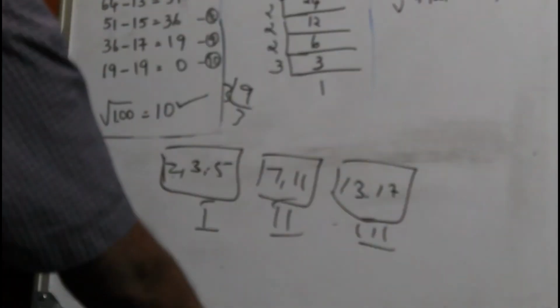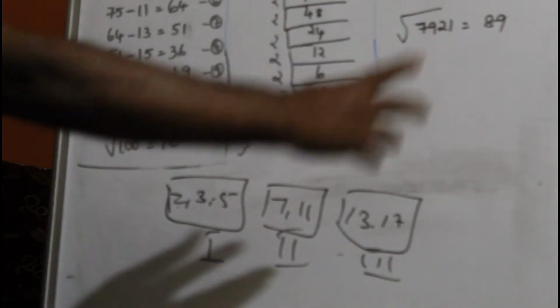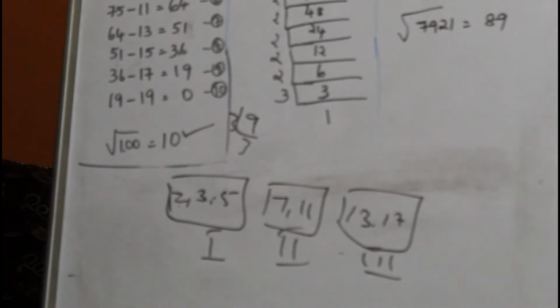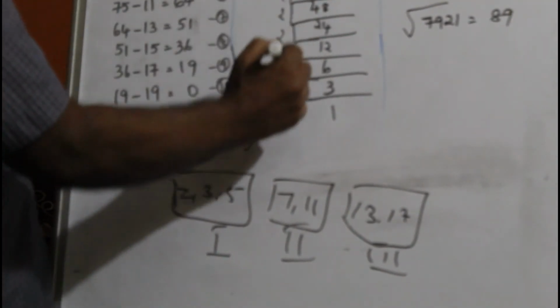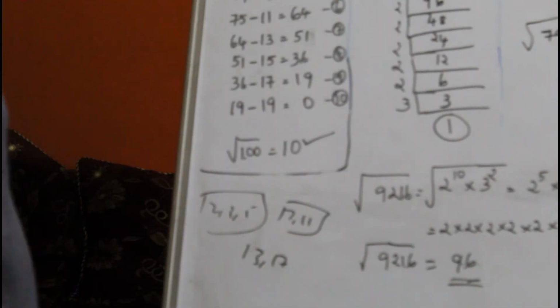If 2, 3, 5 doesn't come, go to 7 and 11. 9 don't go. Very rarely you go to 13 and 17. It's finished, that's all. So when you go on, divide like this, finally it ends with what? 1. So prime factorization method.